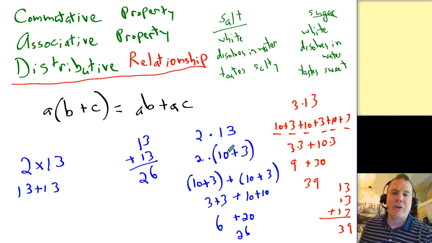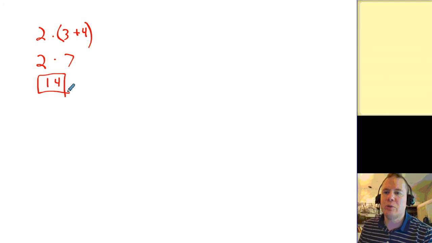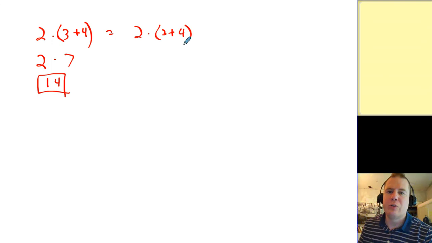Now, if I did only have 1-digit numbers, I wouldn't bother to distribute. 3 plus 4 is 7. Now 2 times 7 is 14. No distribution necessary. I could distribute if I wanted to. I have 2 3 plus 4's, so that's 3 plus 4 and another 3 plus 4.